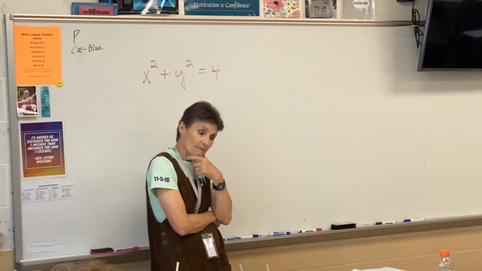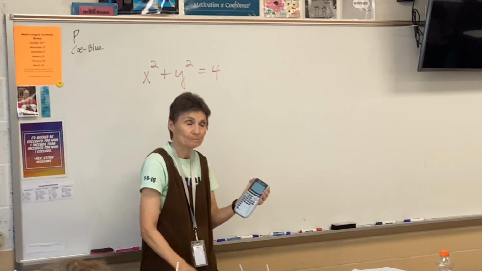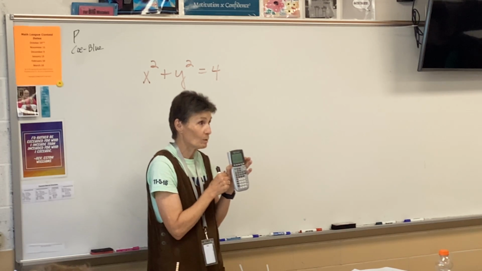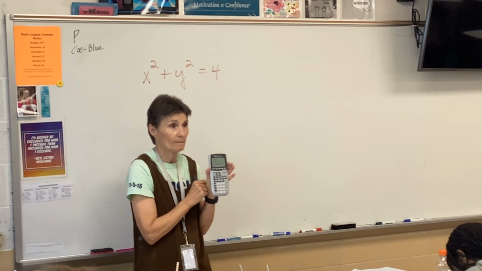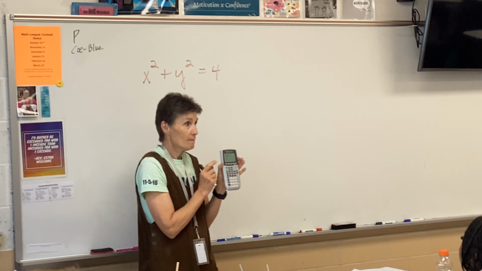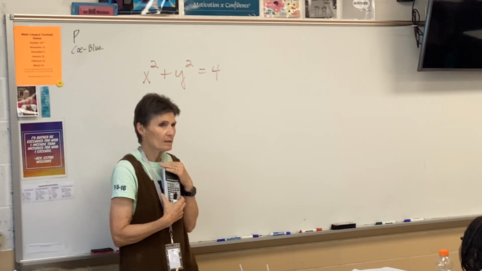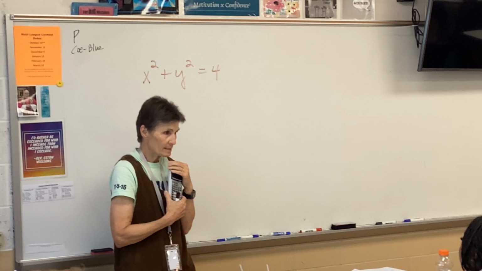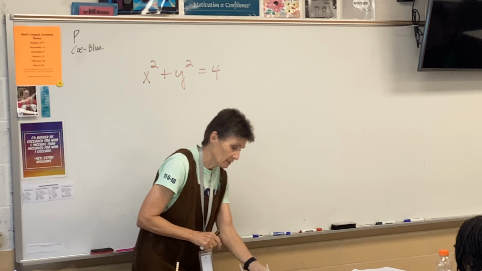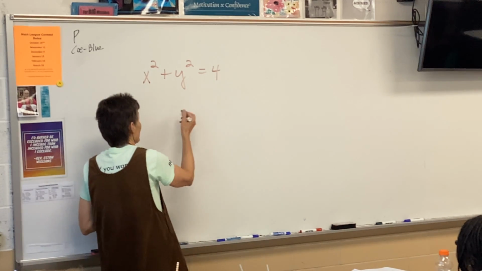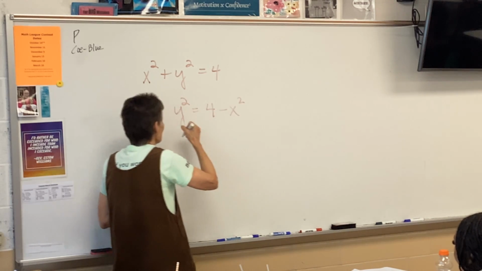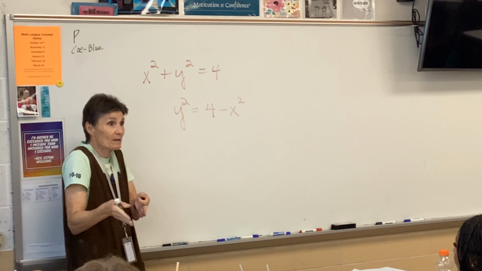If I'm gonna graph something on my calculator, the first thing I have to do is put in the equation, right? And where do I put that in? At y equals. Okay? Now, does it say y squared equals? No, it says y equals. So if I'm gonna graph this on my calculator, the first thing I'm gonna have to do is get y by itself so that it's y equals.